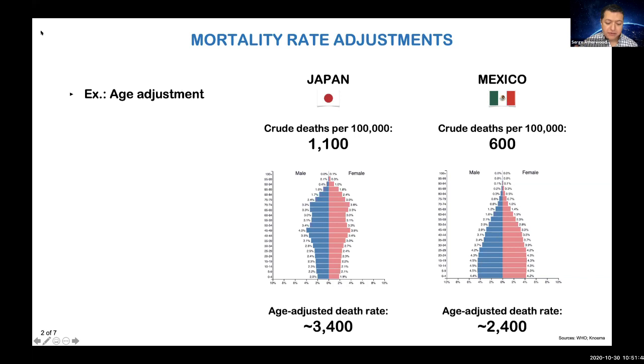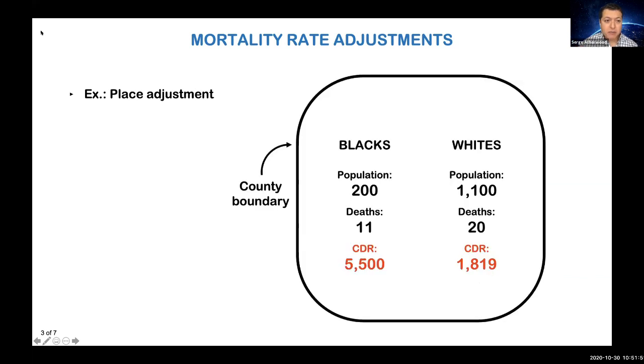Now, we can apply this principle to the geographic distribution of a population as well. Imagine, if you will, a very small county with 1,300 residents, 200 Black, 1,100 white. And in this county, there are 11 Black deaths and 20 white deaths, which works out to a crude death rate that is 3 times higher for Blacks than it is for whites. We would perhaps be tempted to conclude from this that there's a significant mortality disadvantage for Blacks in this county.